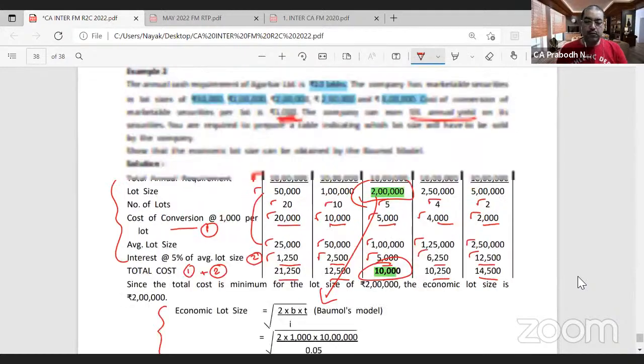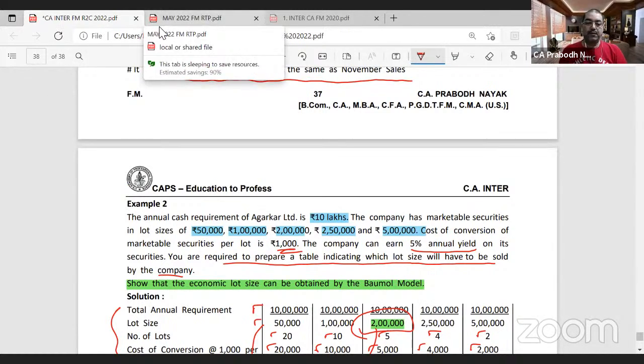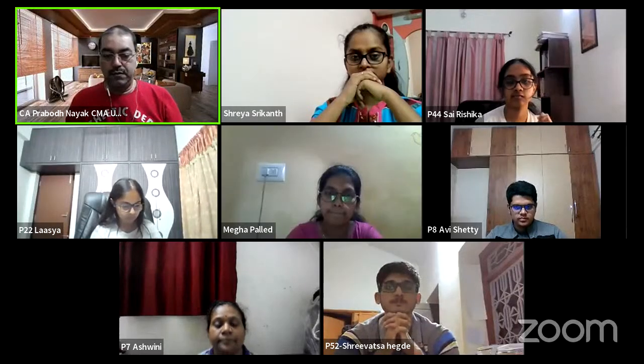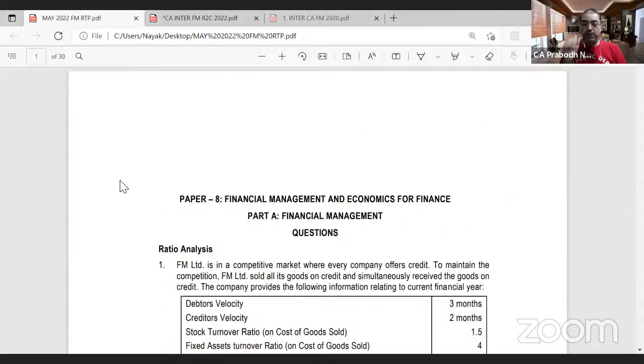Now I just want to come to the document that we have got. Is any student having any difficulty in the question sheet? This is your RTP for May 2022. Have you gone through the RTP of May 2022?